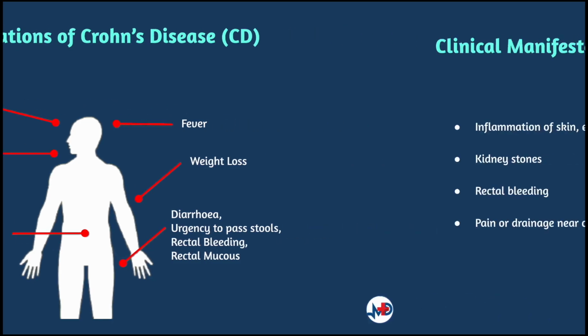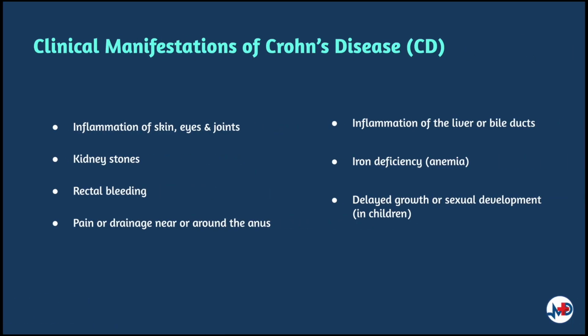People with severe Crohn's disease may also experience inflammation of the skin, eyes, and joints, inflammation of the liver or bile ducts, kidney stones, iron deficiency anemia, rectal bleeding, delayed growth or sexual development, especially in children, and pain near the drainage area or around the anus due to inflammation from the tunnel into the skin known as a fistula.